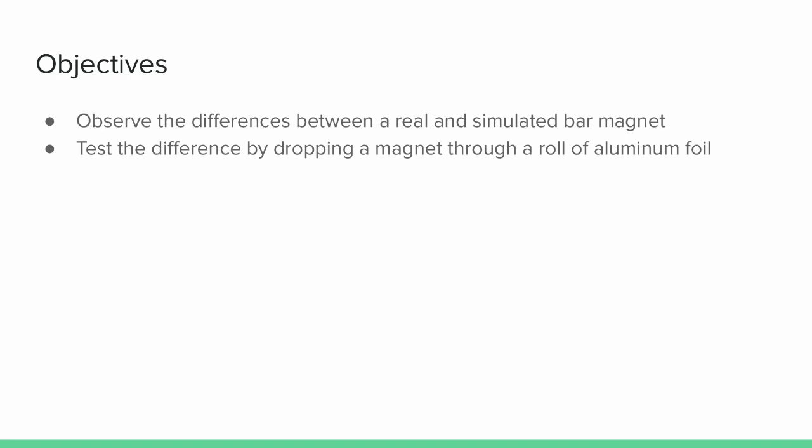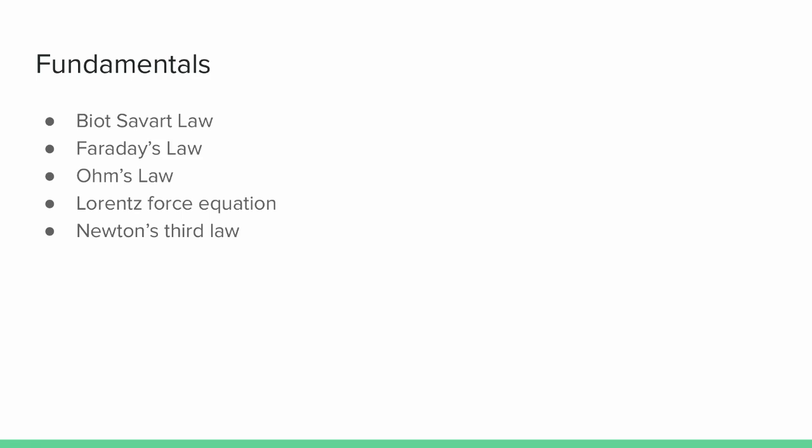The objectives of this lab are to observe the differences between a real magnet and a simulated magnet by conducting an experiment. This experiment involves testing the difference in time that it takes for the magnet to fall through a roll of aluminum foil when dropped. The fundamentals for this experiment are the Biot-Savart law, Faraday's law, Ohm's law, the Lorentz force equation, and Newton's third law.